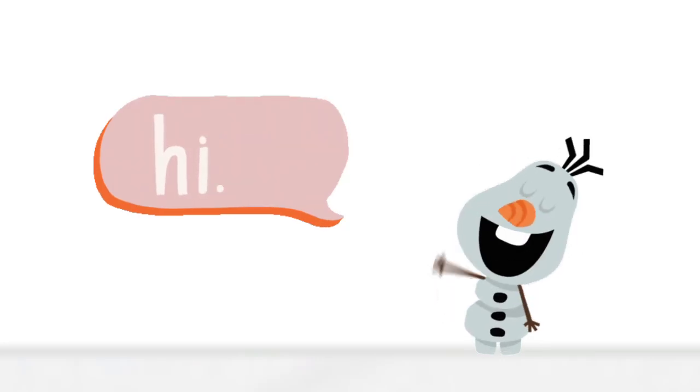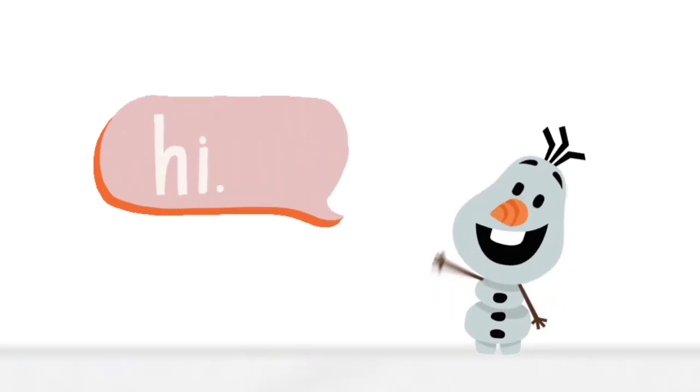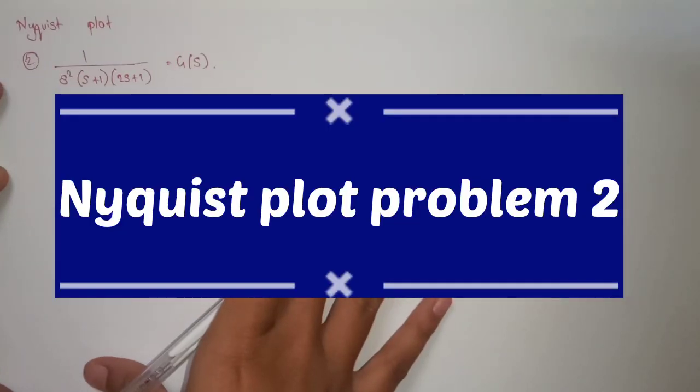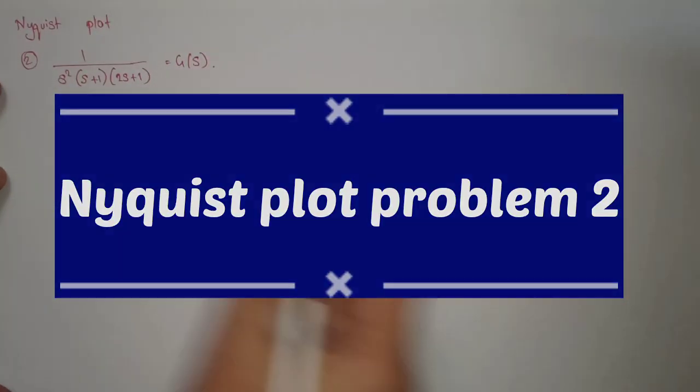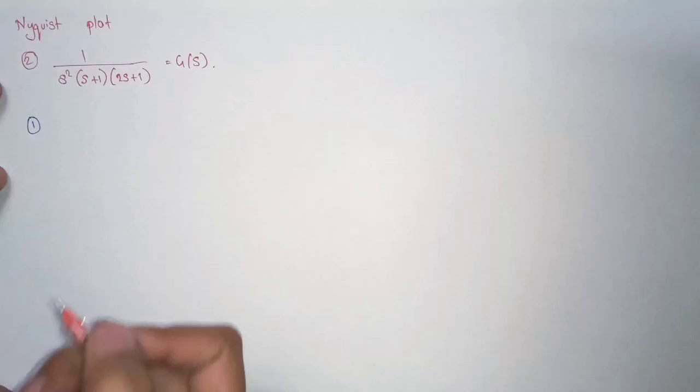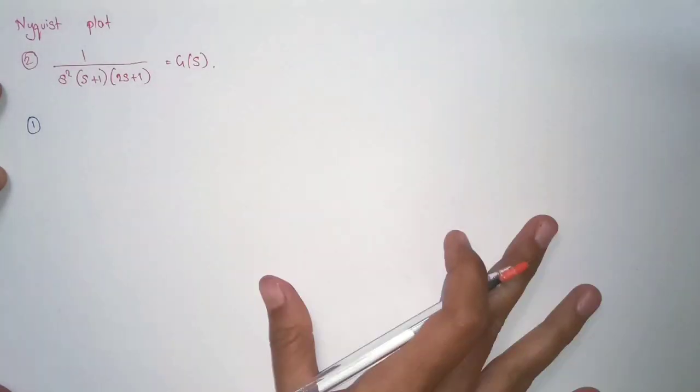In this video we are going to discuss another problem on Nyquist plot, and this type of questions frequently come in exams. So let's start. The first step to draw a Nyquist plot is to find out the poles and draw a contour.